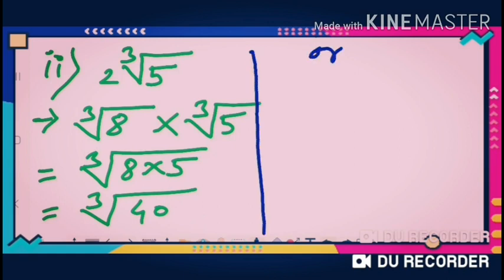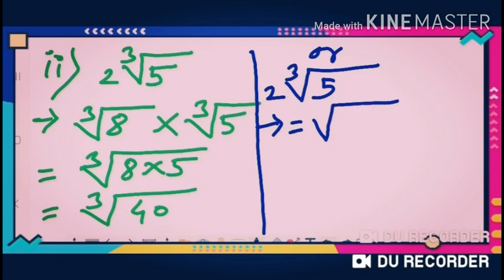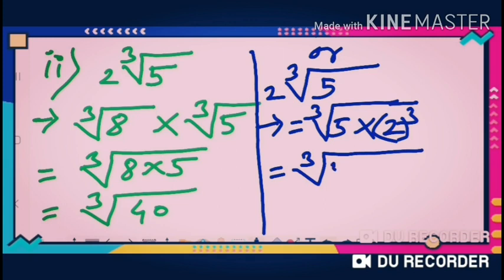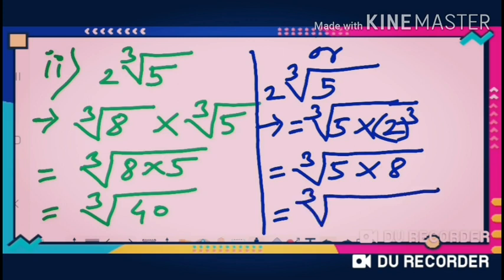Second method, we write 2 in radical sign cube of 2 and multiply by radicand 5. Cube of 2 is 8. 8 into 5 is equal to cube root of 40. This is the pure form of the given answer.